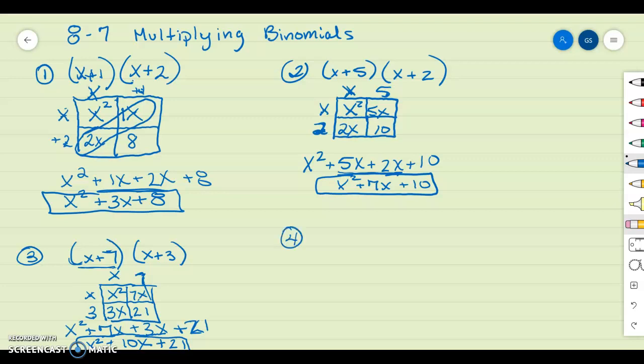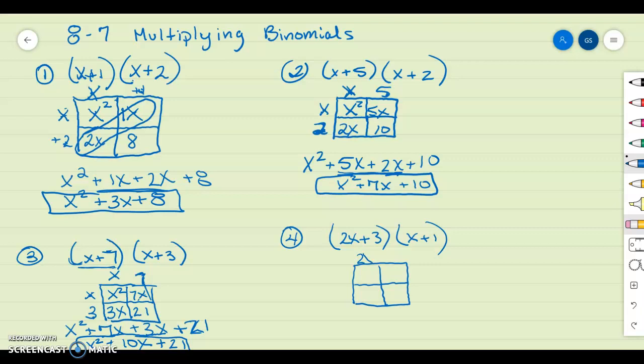Okay, let's try example number 4. This is going to be (2x + 3)(x + 1). Pause if you need to take a minute to write it down. Now you draw your box. You break your box up into 4 pieces. You put the first binomial on top.